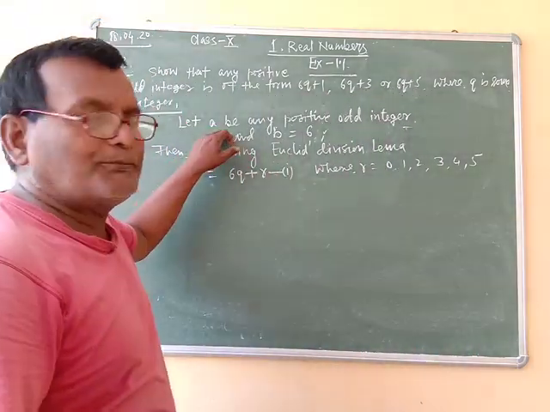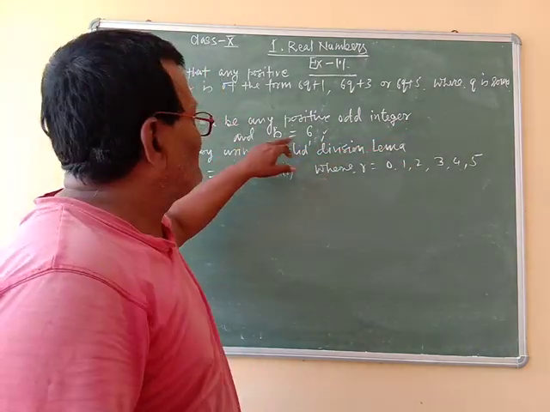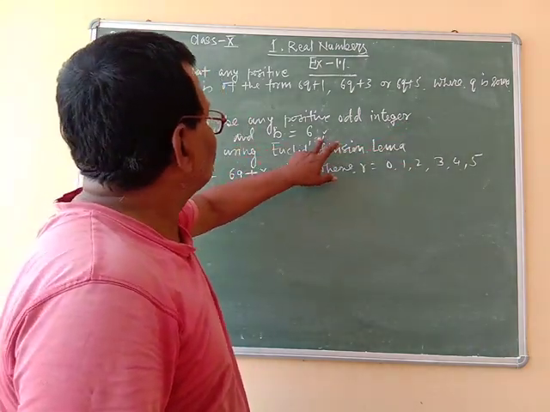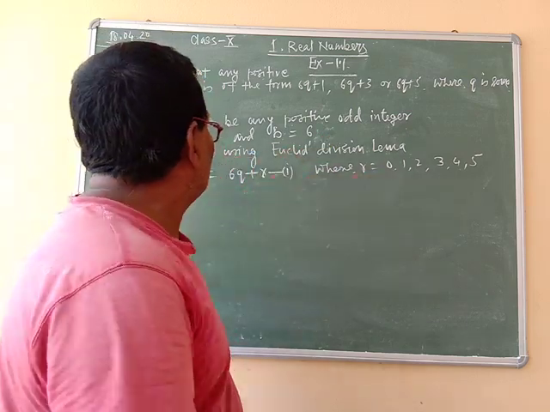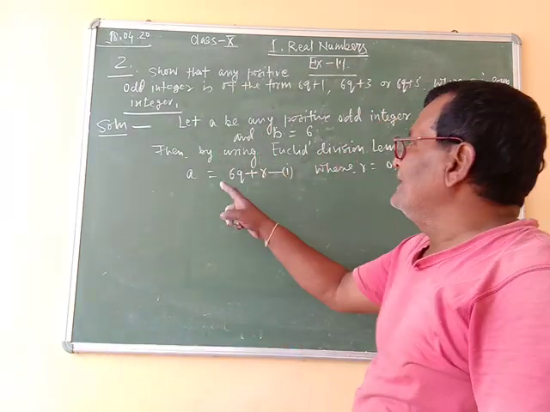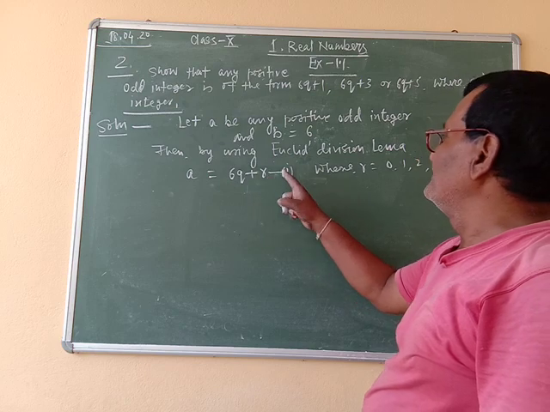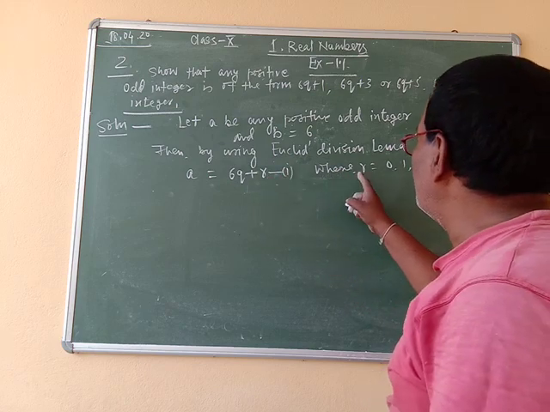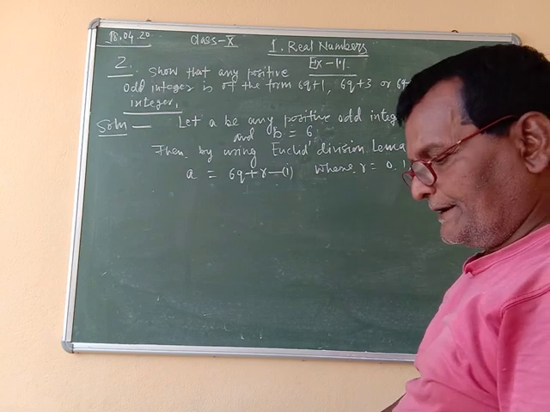Let a be any positive odd integer and b is equal to 6. Then by using Euclid's division lemma, a equals bq plus r: dividend is equal to divisor into quotient plus remainder. Here the value of r is equal to 0, 1, 2, 3, 4, 5. समझ गए?